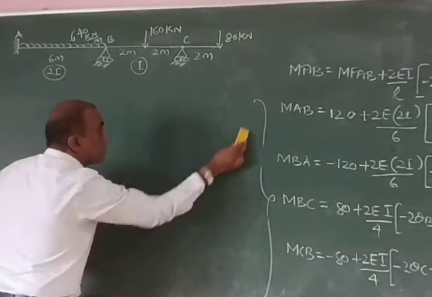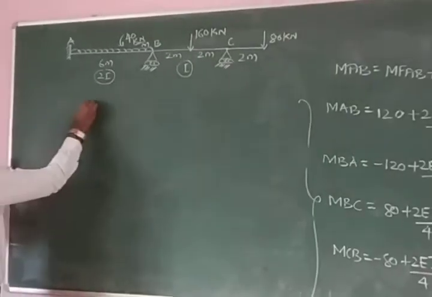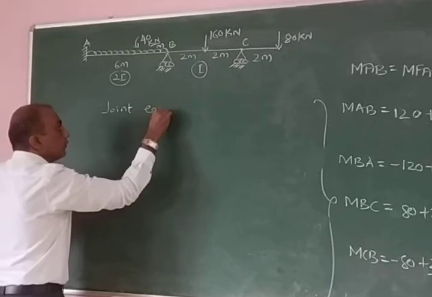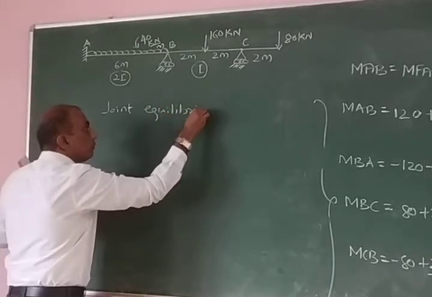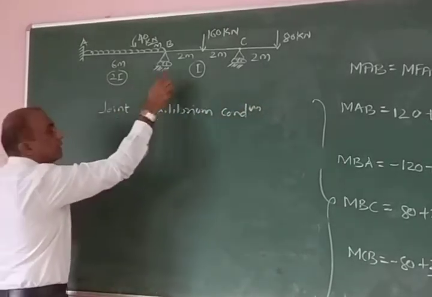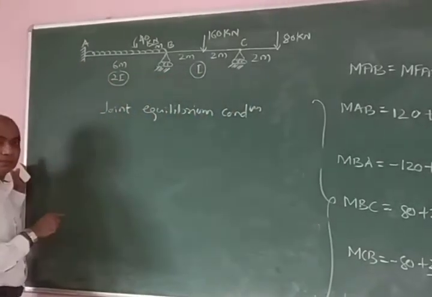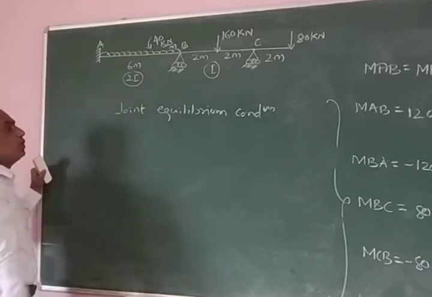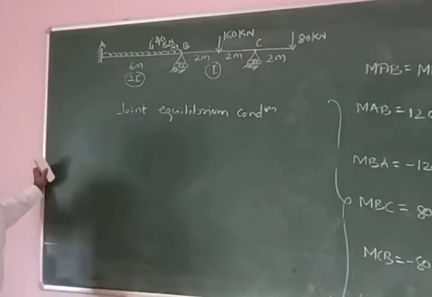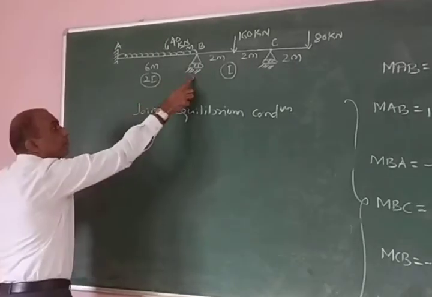So my next step is joint equilibrium conditions, the same procedure we had seen in the last session. How many joints do we have? We actually have 3 joints, but this one will not give us anything because it is a fixed joint. So we have the equilibrium condition at B and the equilibrium condition at C to utilize. First is the equilibrium condition at B.